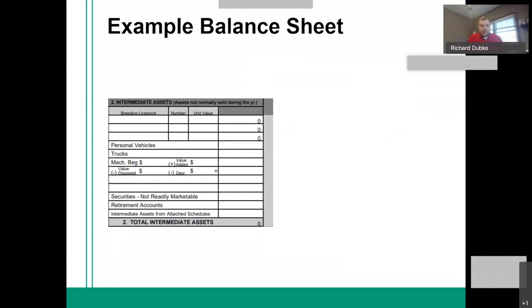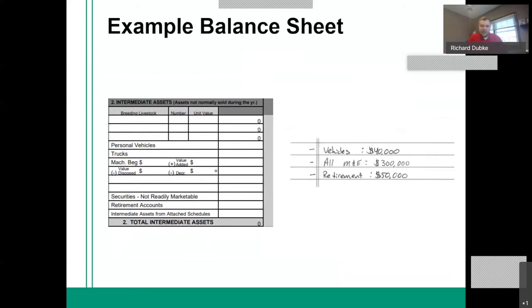So next we'll bump down to intermediate assets. Here he's got his vehicles valued at $40,000. And then he listed here, for simplicity's sake, all of his machinery and equipment at $300,000. Typically it is good to keep an equipment list with year, make, model, and estimated value all filled out. But like I said, for simplicity's sake and time here, we're just going to put a blanket statement.